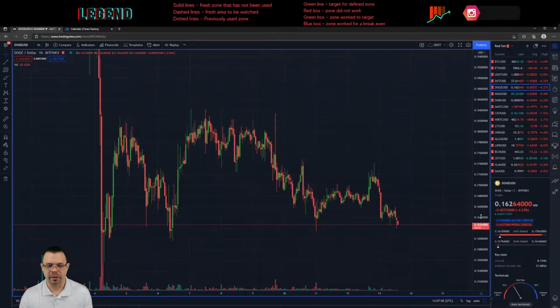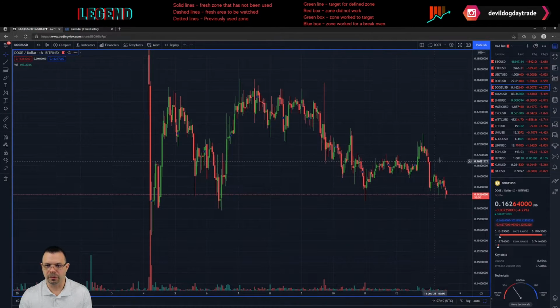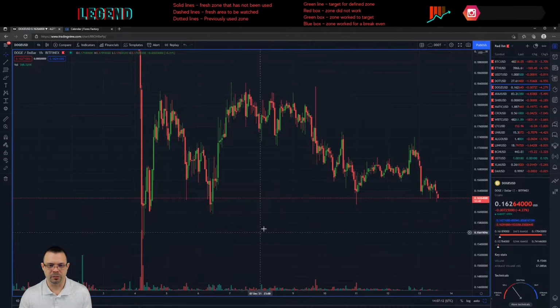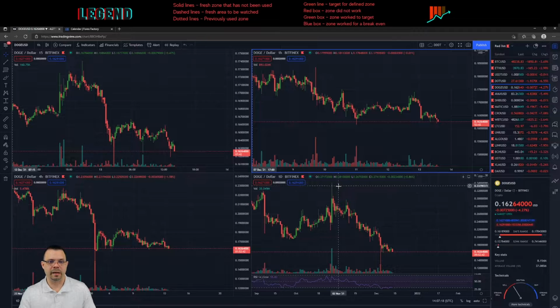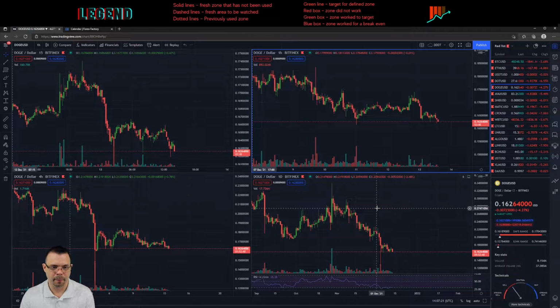So expanding this chart out a little bit, you can see there's no daily zones at all down here. So nothing really that we're interested in actually tracking from a zone perspective yet.